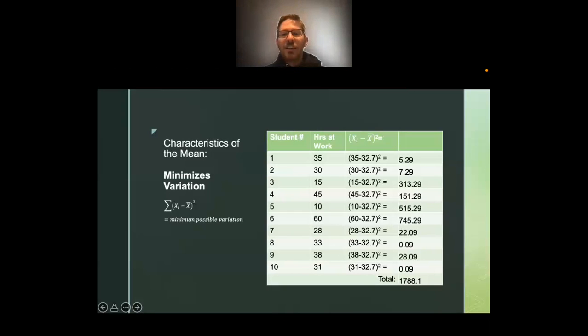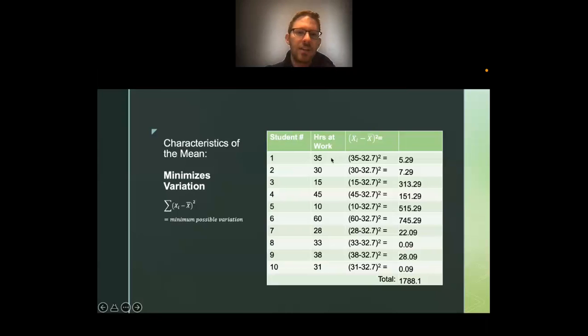So in the previous table, when we did 10 minus 32.5, we came up with negative 22.7. But here, when you do 10 minus 32.5 squared, you get a positive number.